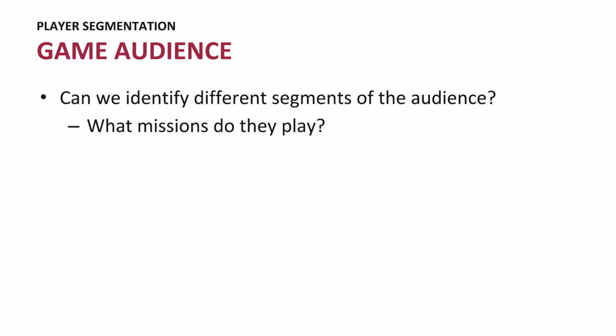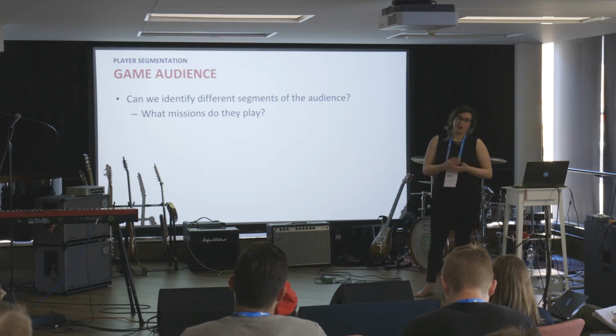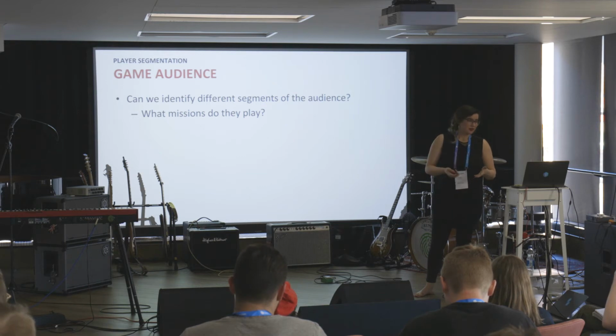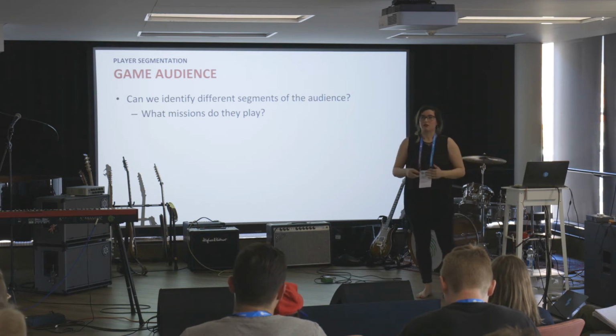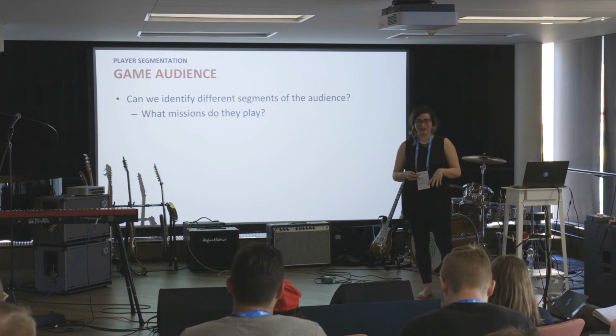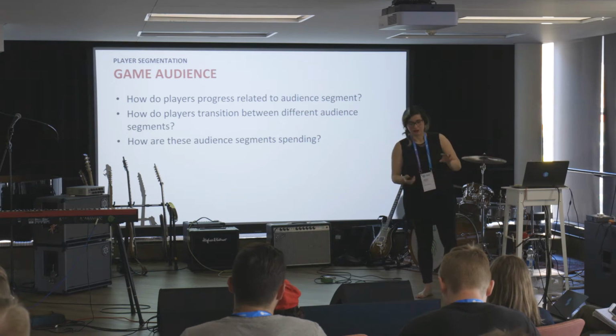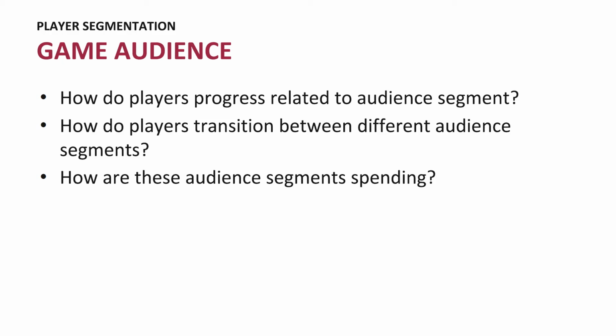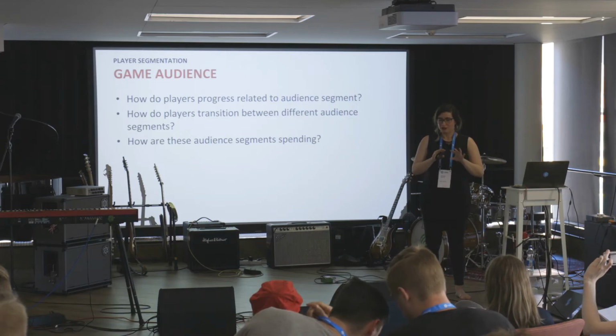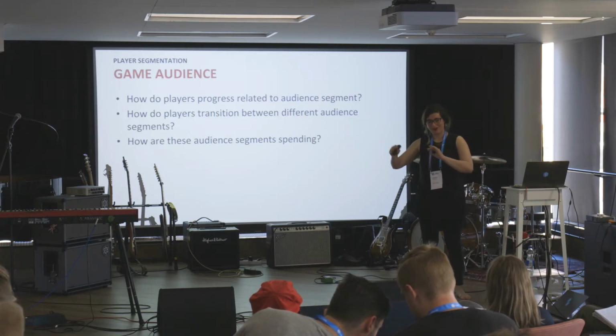So with this game audience, how can we identify different segments? We made a really basic approach, I think 2 years ago now. We were thinking, hey, what missions do our players actually play? Let's make a segment based on this, because we have a lot of different missions in our game, since we have so many different features to fight zombies in all kinds of ways. So we said, okay, let's make segments based on the missions they are doing. And additionally, we can ask other questions then. For example, you have these audience segments, or player profiles, as we also call them. So how do they actually progress related to the segment that they're in?